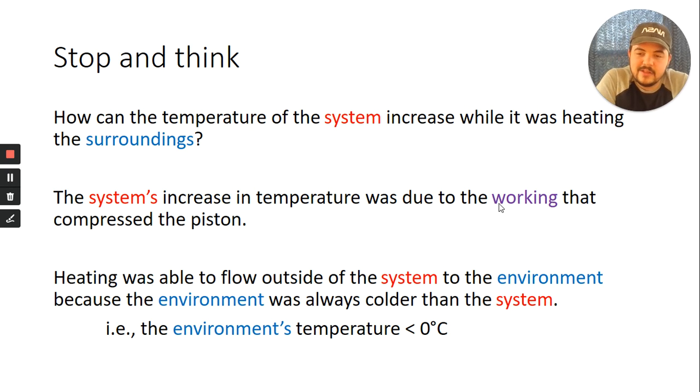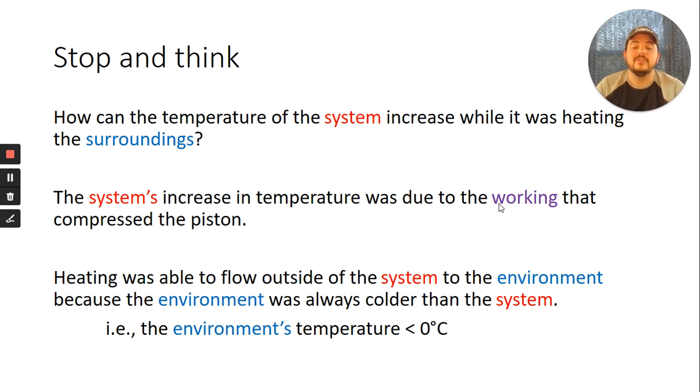I've got some animations in the next video to help you think through this a bit more, but the quick answer is this. The increase in temperature was due to the working that compressed the piston. Think back to the Veritasium video with the fire syringe, where they compressed that gas down, which increased the temperature of the gas, igniting the cotton that was inside. The temperature increase was due to the compression, not due to a heating process.